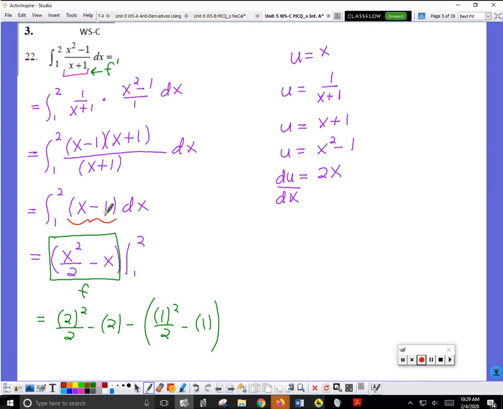Since you didn't do the u substitution, you don't need to change the limits. Right. We only changed the limits because they were x limits and we changed to u. They're just still x's, so leave them as x's.